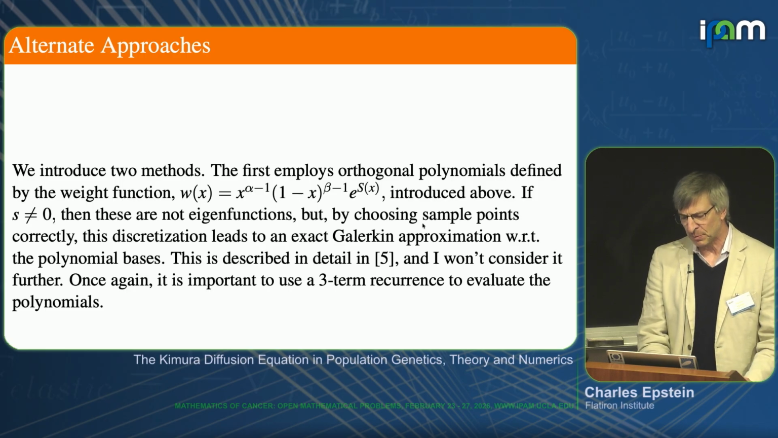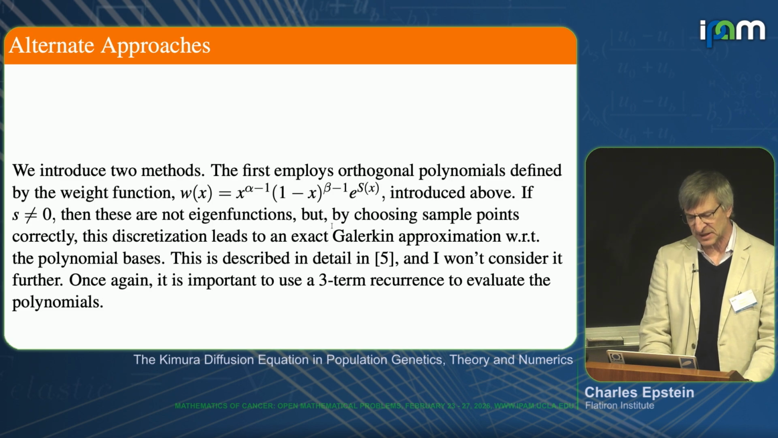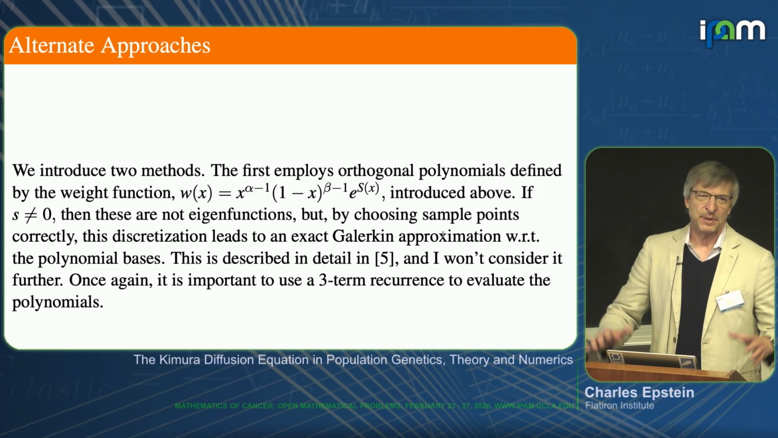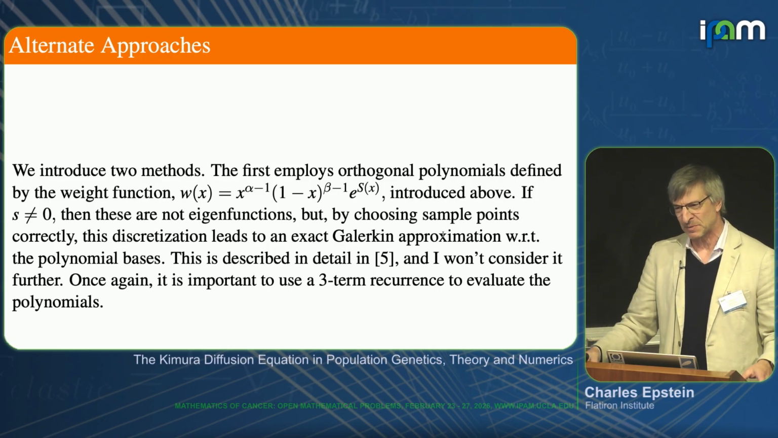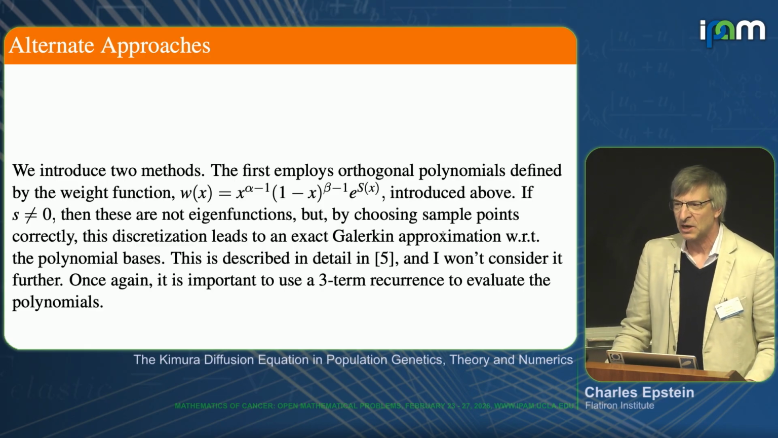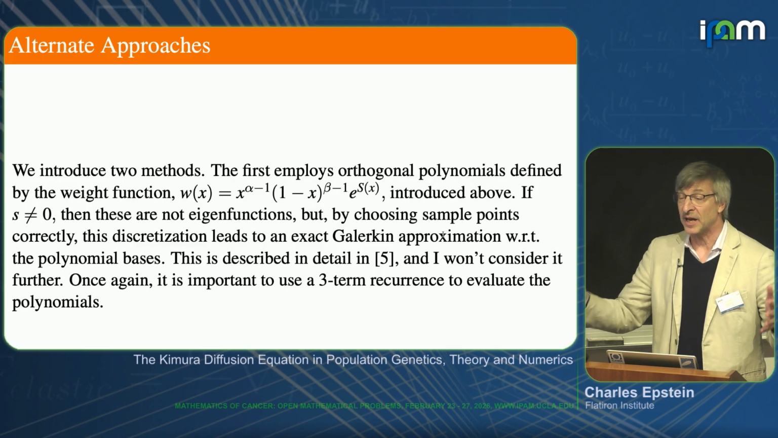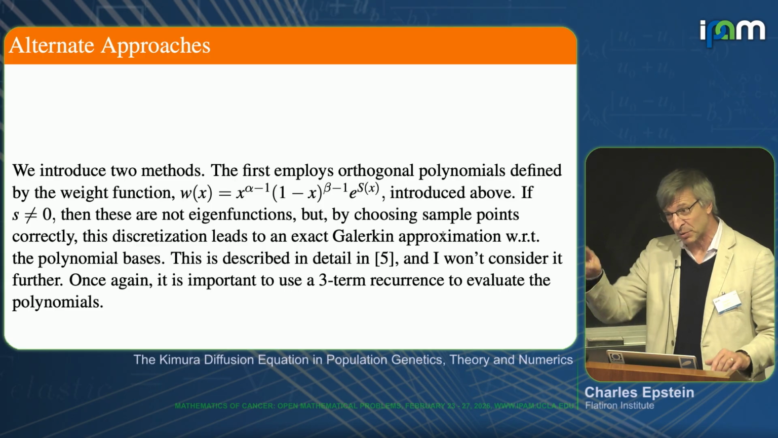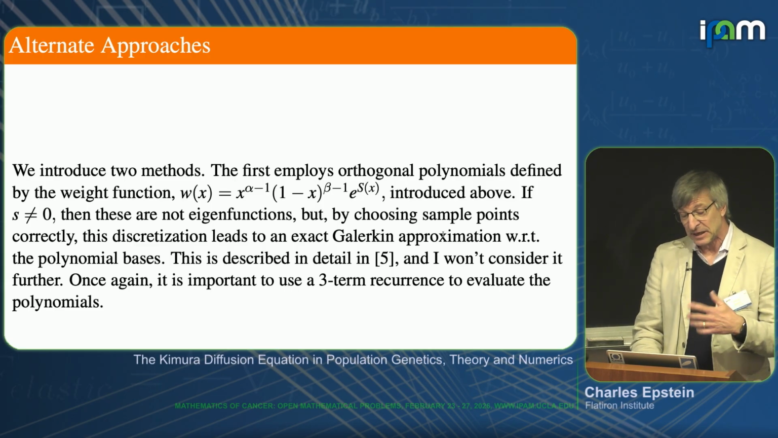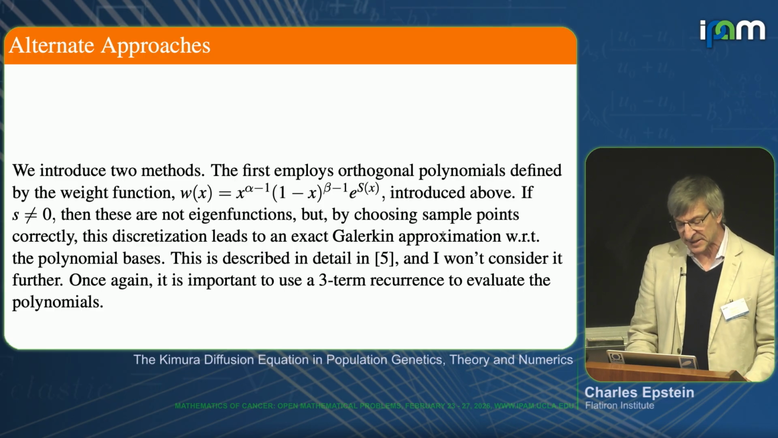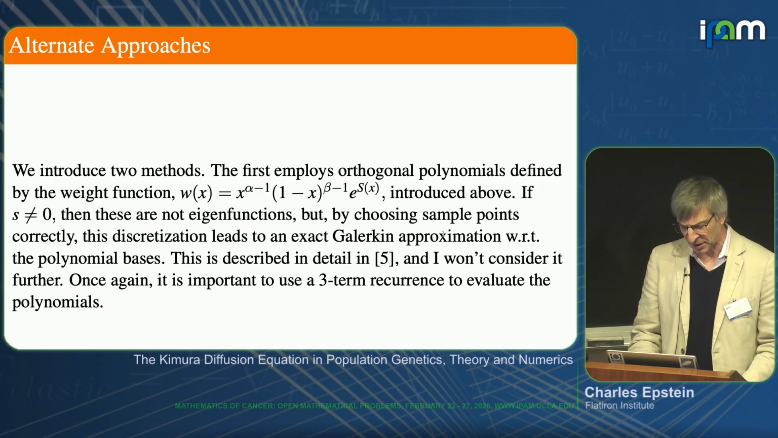But if you choose the sample points carefully, the discretization you obtain using this basis is what's called an exact Galerkin approximation. So what that means is I'm going to pick a finite dimensional subspace of functions, and I'm going to find the best solution I can to my equation restricted to that subspace. It's not an exact solution of the equation, except when I restrict it to that subspace. I project it into that subspace. And if you pick the sample points carefully using this basis, you get such an exact Galerkin approximation.